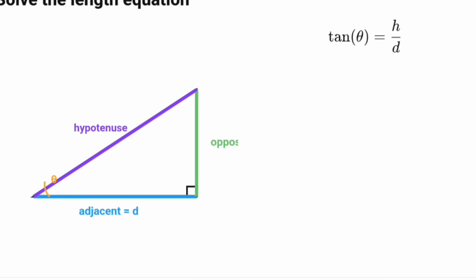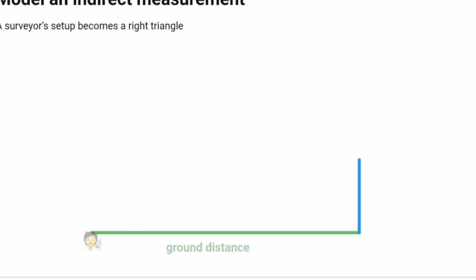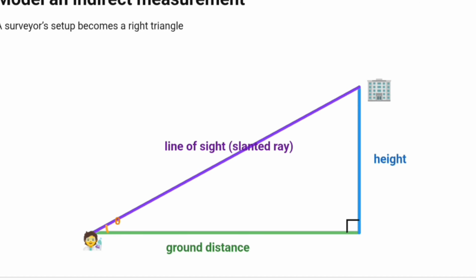With the lengths solving in place, a real measurement such as a surveyor finding a building height can be modeled as a right triangle. The line of sight forms the hypotenuse or a slanted ray. The ground distance is one leg and the vertical height is the other leg.